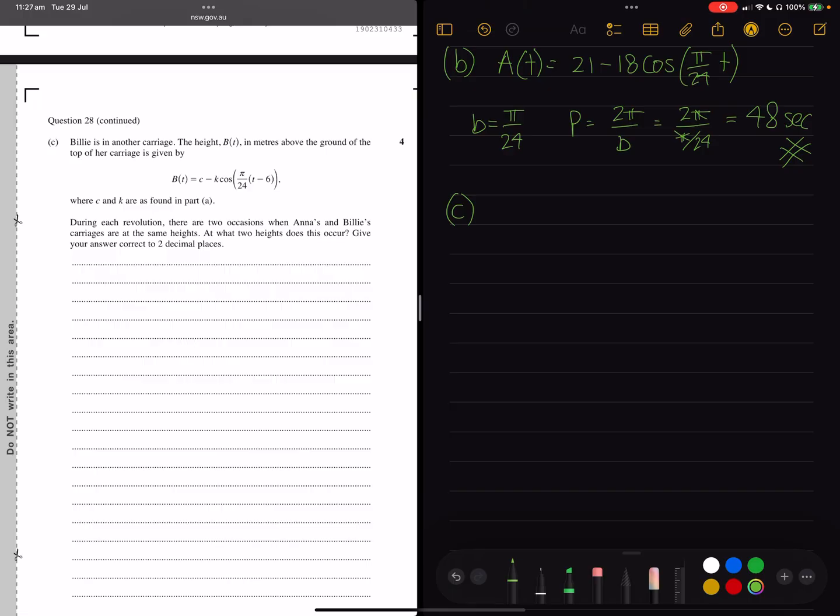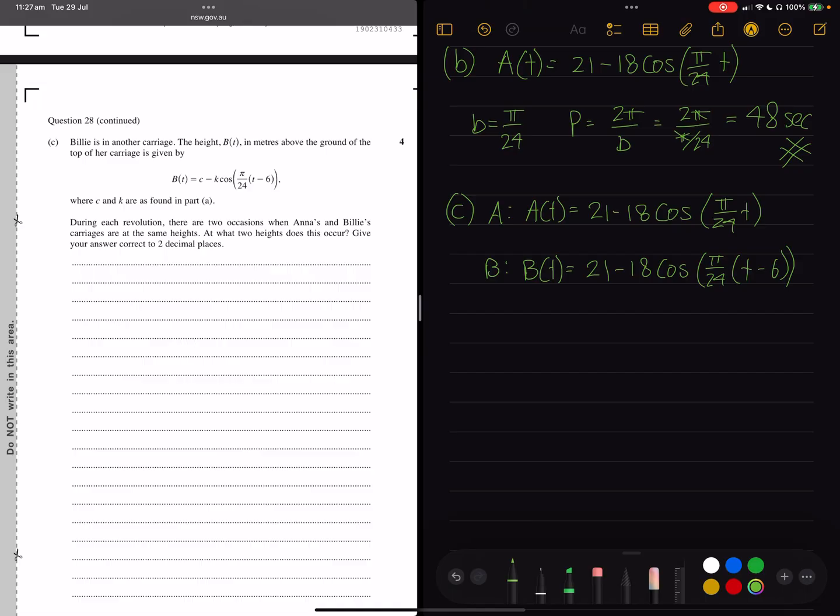All right, well, we know that Anna's carriage, yeah, I've got that name right, Anna's carriage follows the formula A of t is equal to 21 minus 18 cosine bracket pi on 24 times t. We're told Billy's carriage follows the formula B of t is equal to, this is still 21, still the same Ferris wheel, minus 18 times cosine, but it's time shifted. So she has pi on 24 times t minus 6.